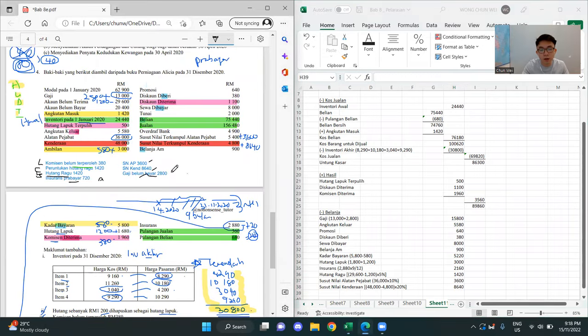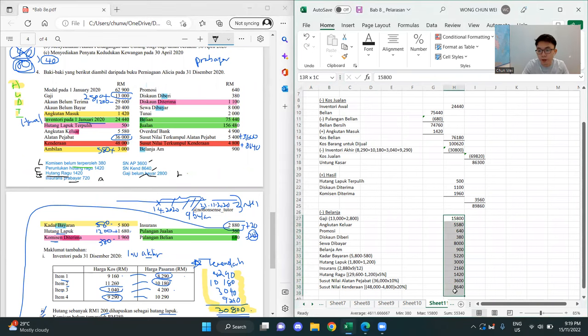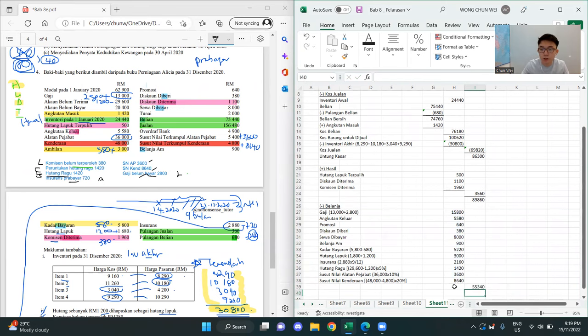So the belum bayar is a liability. Later you should show it in your PKK. Alright. So you add up everything. Put here. So sum. Add up everything. So this is your jumlah belanja. And belanja is a what? It's a belanja mah. So belanja you must minus it, right? So you bracket.